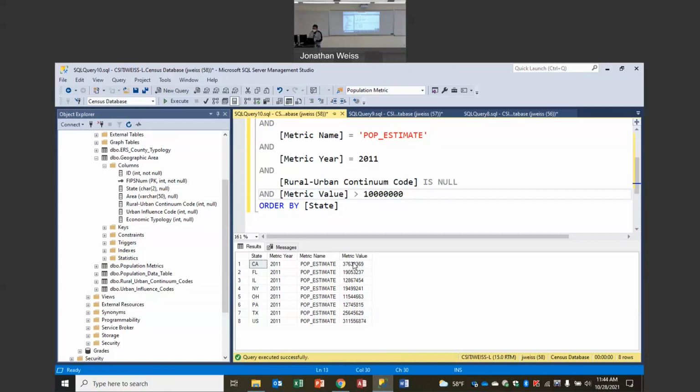And if we want to make this query completely accurate, we would leave out the U.S., but the U.S. appears here. But if you got these results, if you got California, Florida, Illinois, New York, Ohio, Pennsylvania, and Texas, you got full credit on this query also.